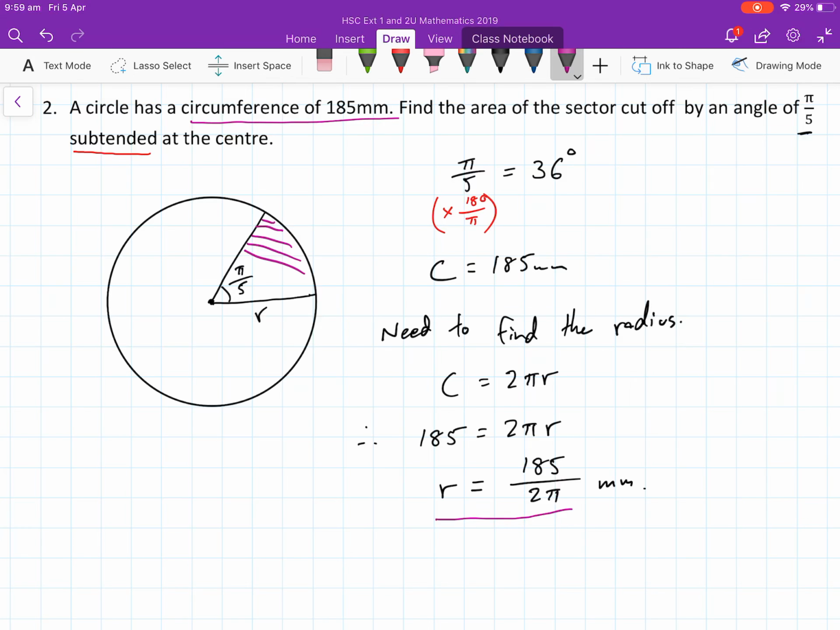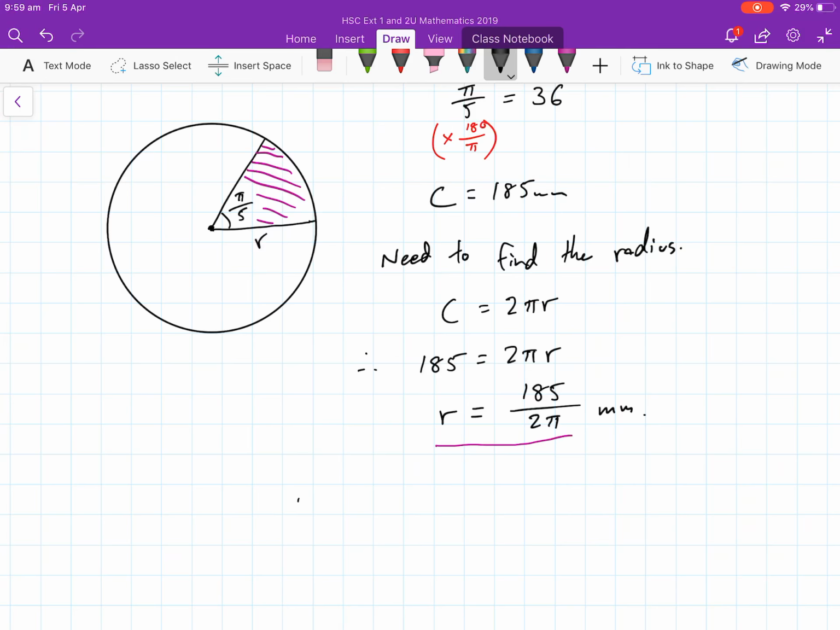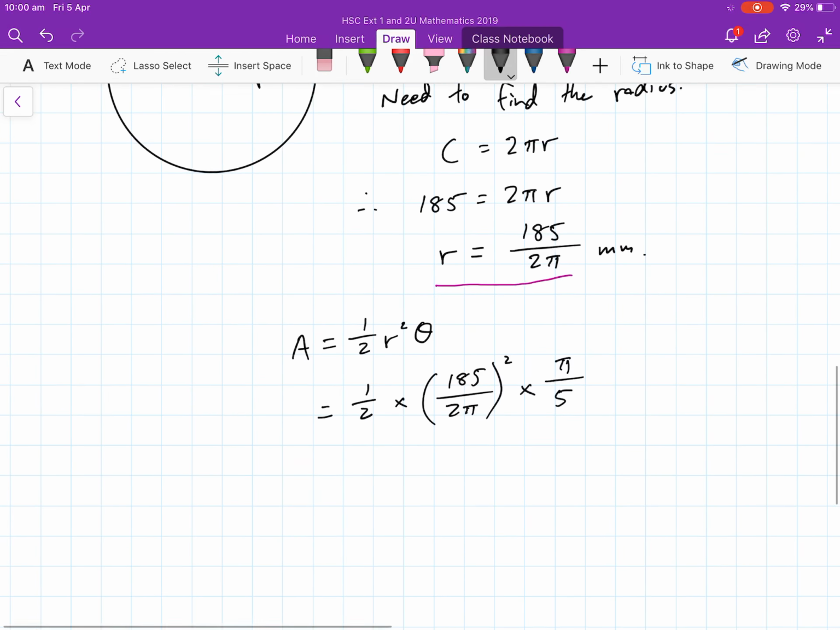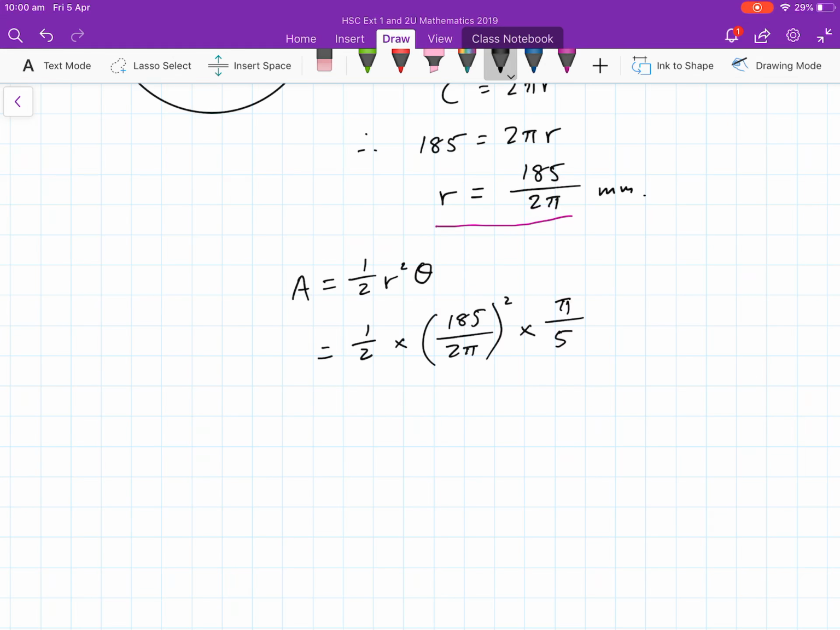Find the area of the sector cut off by an angle of pi on 5 subtended at the center. That's what we're doing. Pi on 5 in the center, we've got that area. So A is equal to, the formula is half r squared theta. So that's equal to half times 185 on 2 pi, that's the radius, squared, times theta, which is pi on 5. Now I might just give it in a decimal. Let's see how we go. It's going to be square millimeters. We might have to convert. Let's have a look what we get.